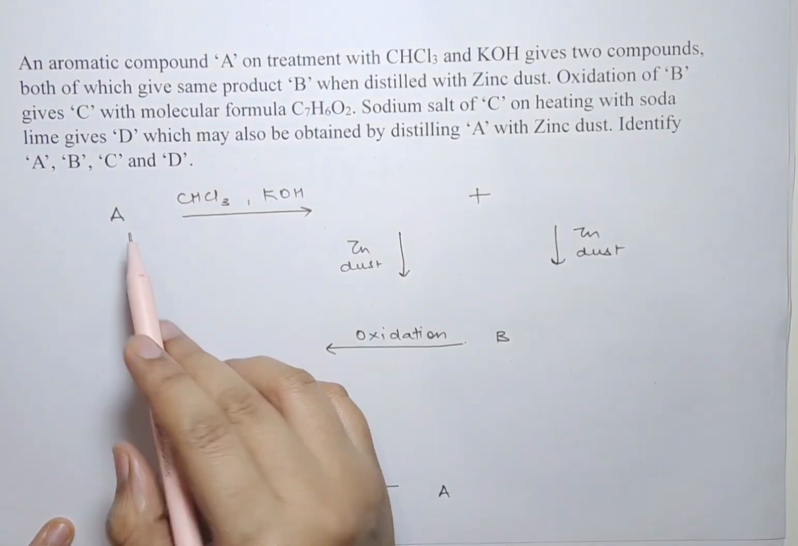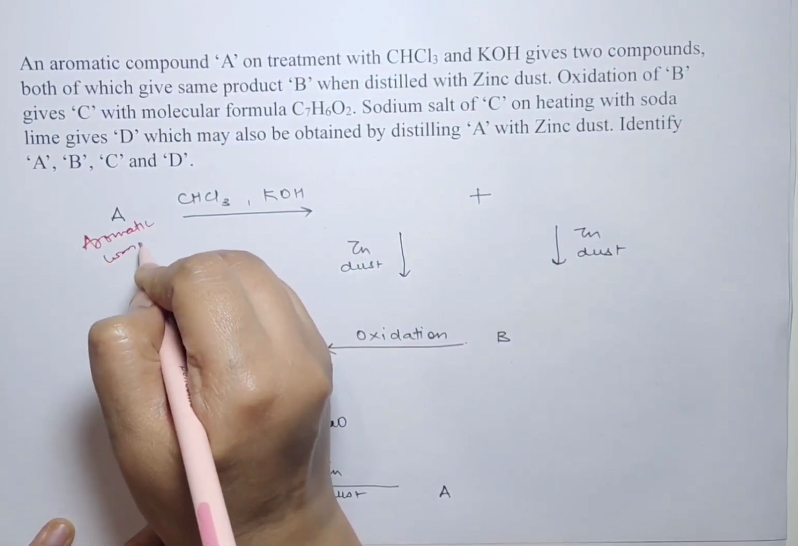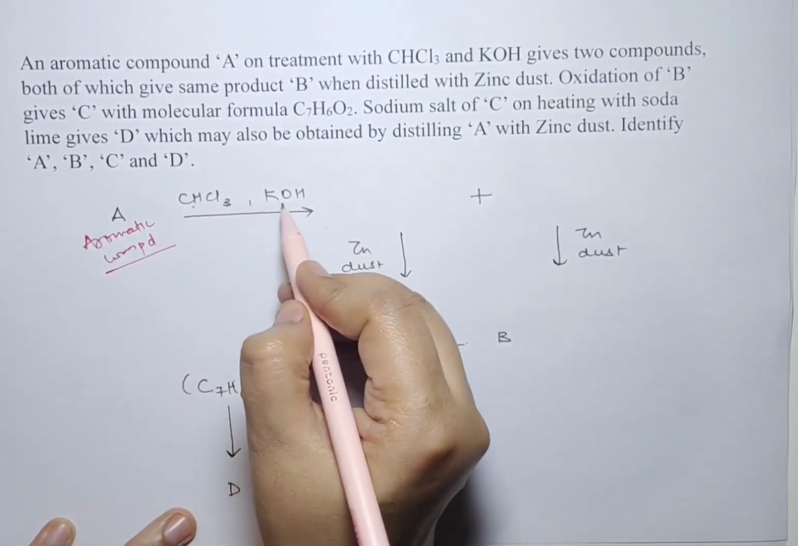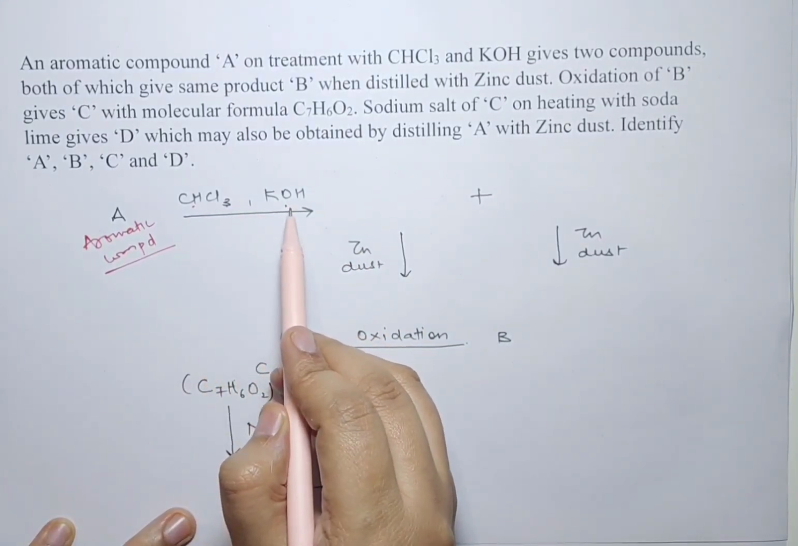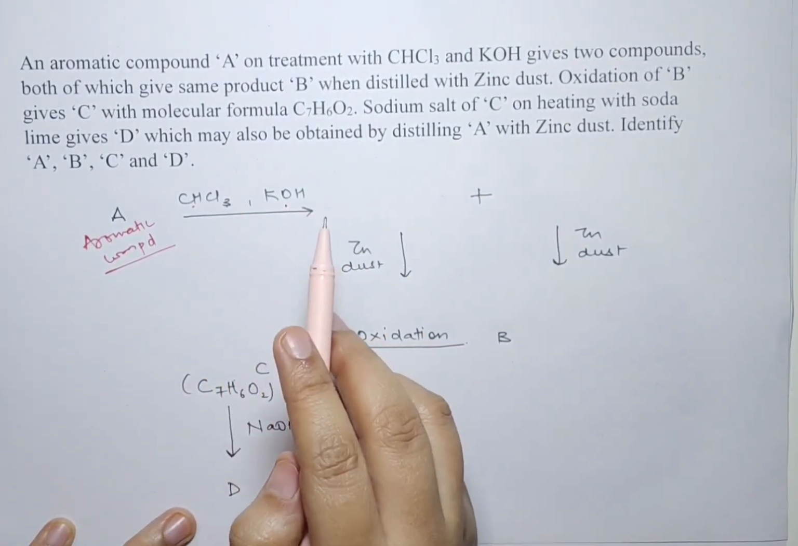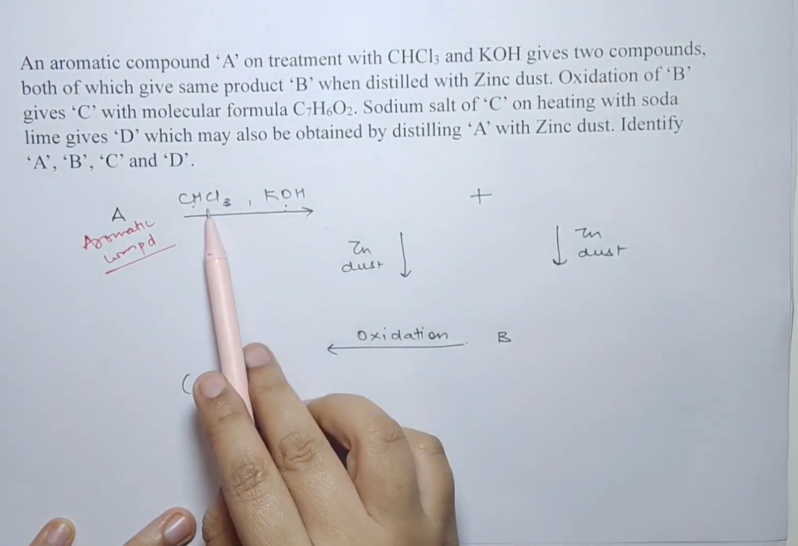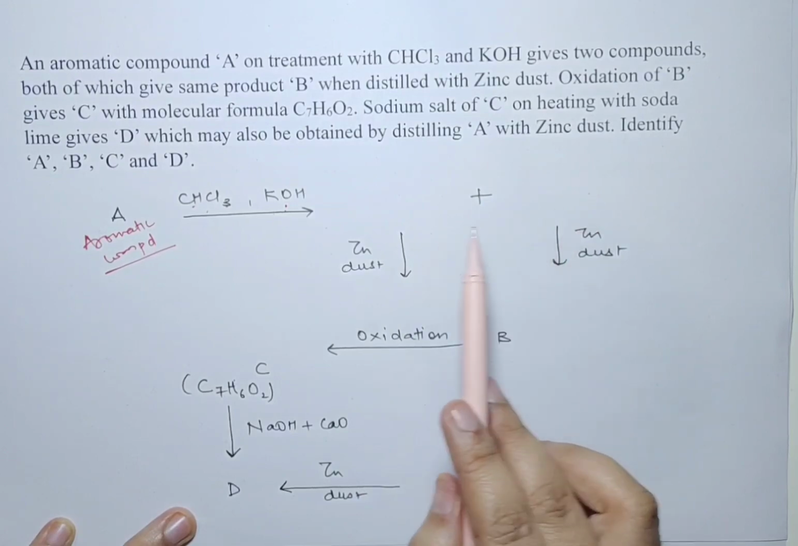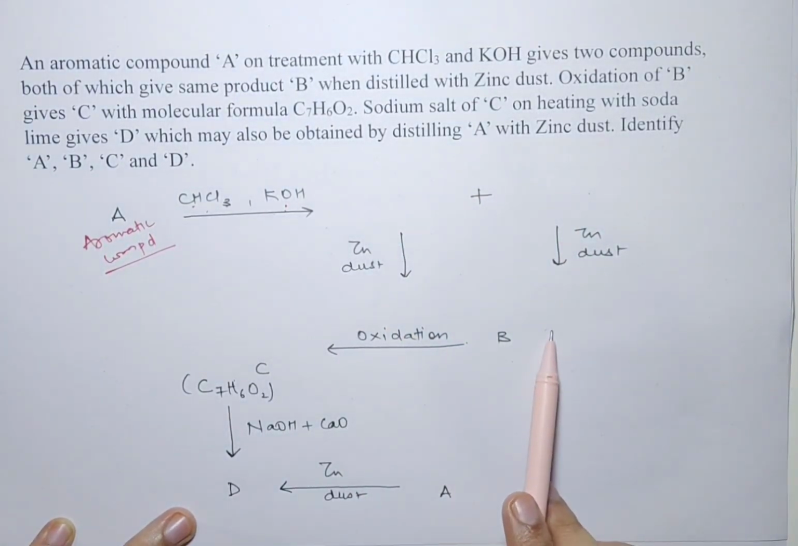An aromatic compound combines with CHCl3 and KOH. Like I said in the previous question, CHCl3 and KOH is used twice, Reimer-Tiemann and carbylamine. Let's see which one this is. It gives us two products. Both of them, upon reaction with zinc dust, give us only one product.